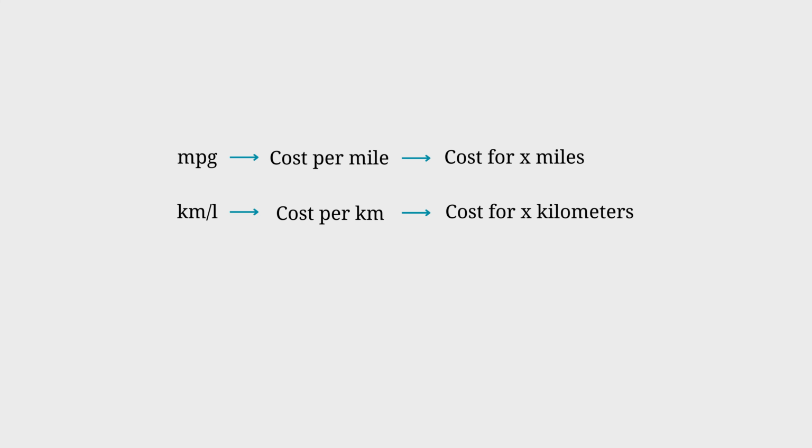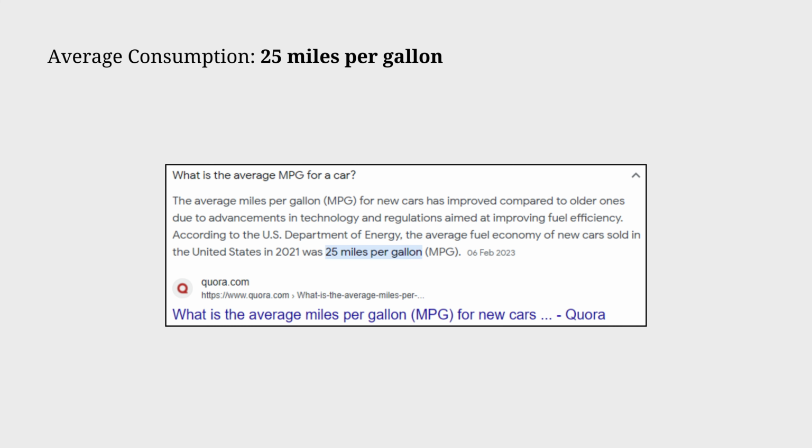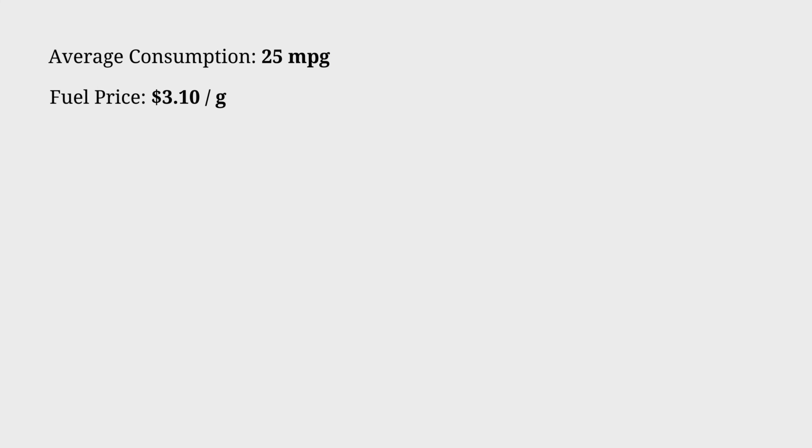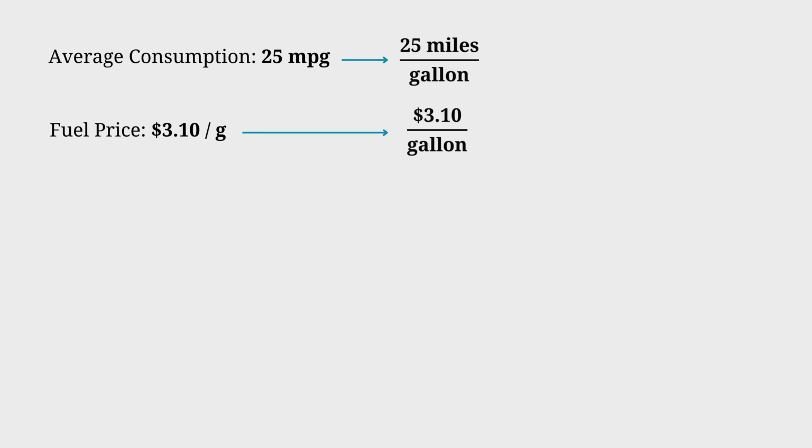With a quick Google search, we can see that the average fuel consumption for relatively new cars is 25 miles per gallon, and the price for petrol is $3.10 per gallon as of this date. We can rewrite units like so to make the calculations make more sense visually. You can then rewrite 25 miles per gallon like so, and the same with $3.15 per gallon.